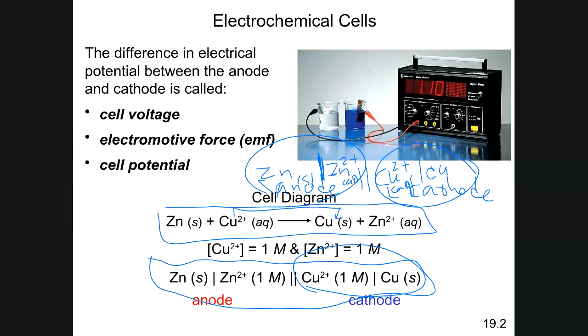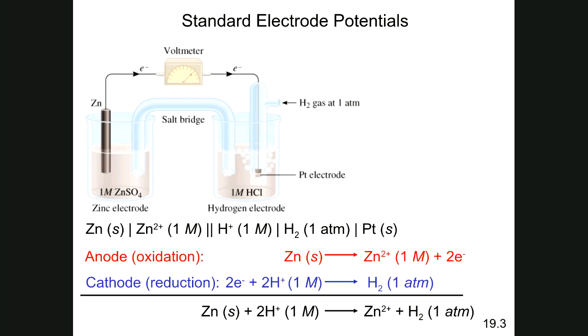For a standard cell, the concentration of the solution is going to be 1 molar. If it's not standard, then you might have a different concentration for the solution. Standard electrode potential is compared to hydrogen, all the elements compared to the hydrogen. So for hydrogen, the potential is considered to be 0.